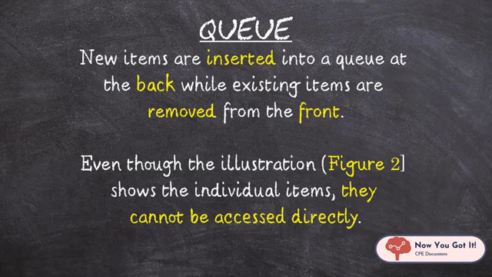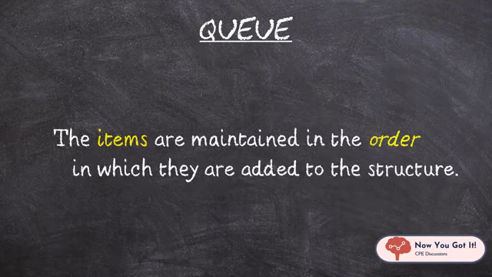Items are inserted into a queue at the back while existing items are removed from the front. Even though the illustration shows the individual items, they cannot be accessed directly. The items are maintained in the order in which they are added to the structure.